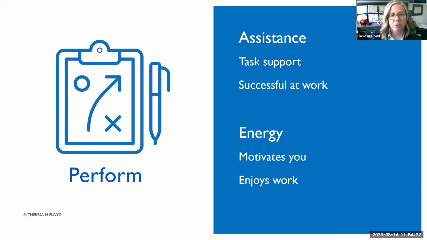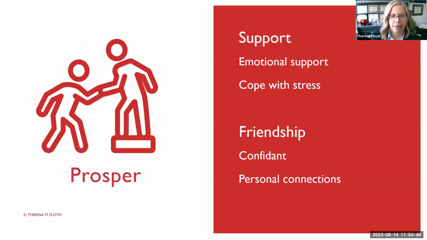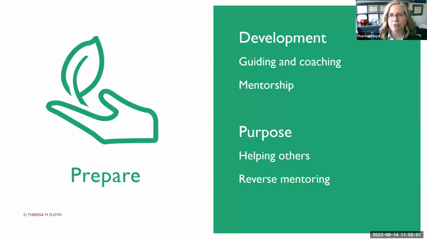And so people that help you perform in the here and now might provide assistance or just make you feel energized and happy at work. People that help you at work for the future might help you by sponsoring you for different opportunities or helping you think innovatively. People who help you for the personal things here and now might provide emotional support or introduce you to their connections. And people that help you on the personal side for the future might be your coaches and your mentors who help you advance in your personal development. They also could be people that you help because that helps you develop your purpose.